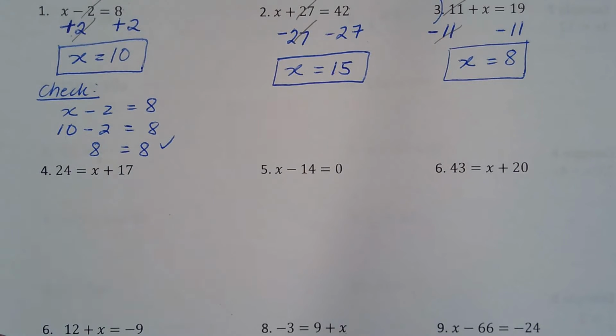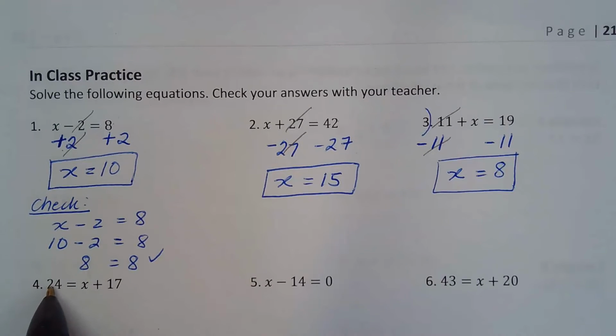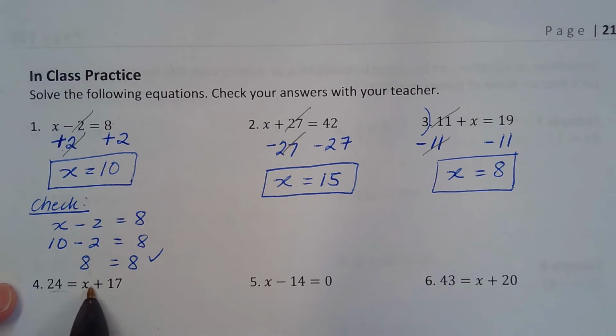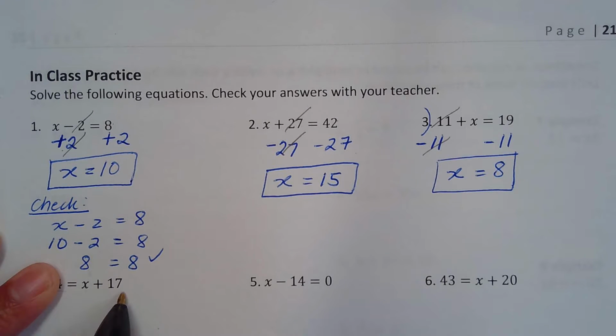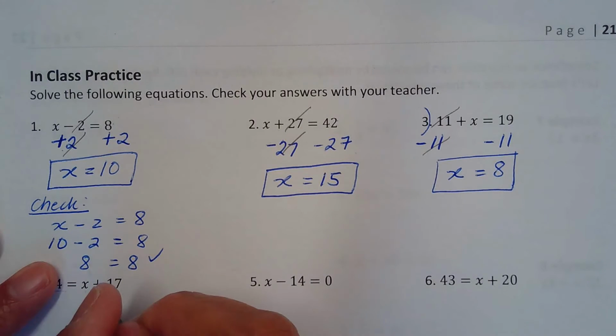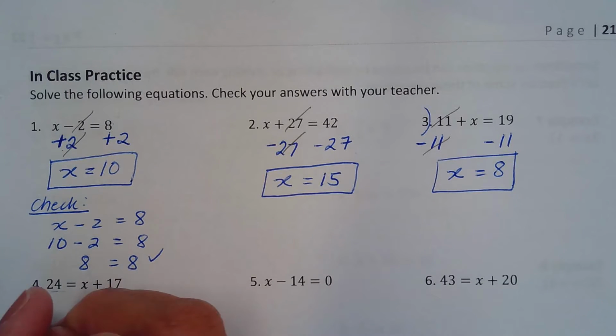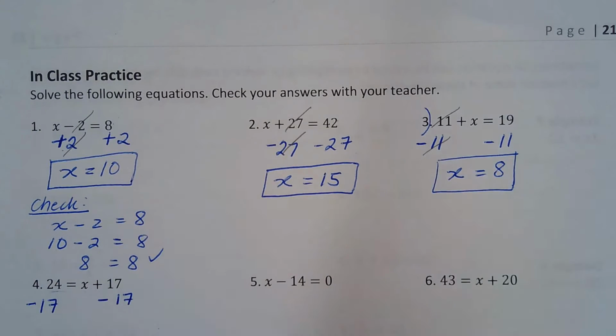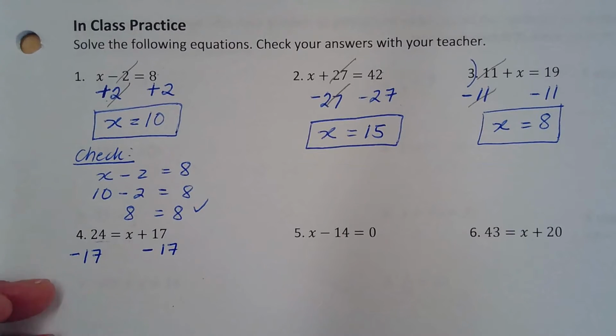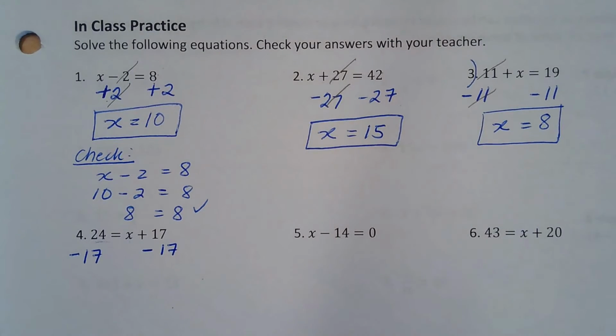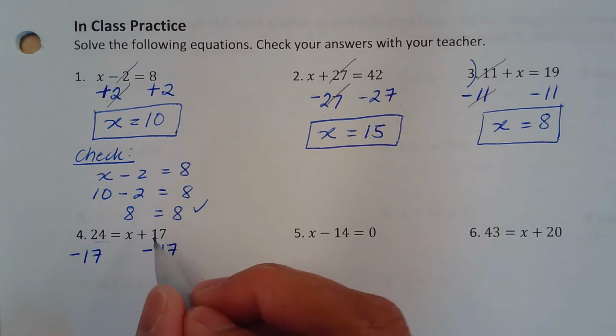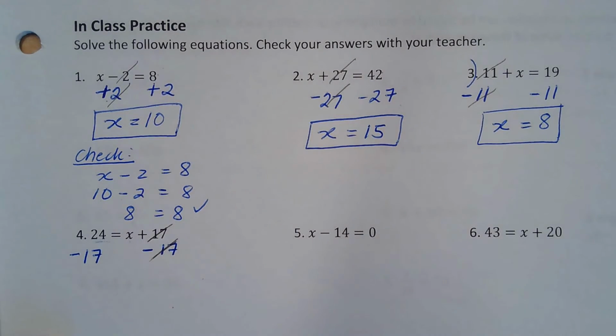Remember, our goal is to get back to just the x, right? This is my left side, and this is my right side. How am I going to get the x alone? I can see that x is being added by 17. To do that, we do the opposite of adding 17, which is minusing 17. If I minus 17 on this side, I do the same thing on the other side to maintain the balance.